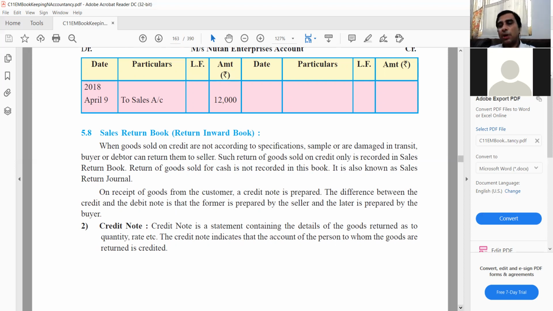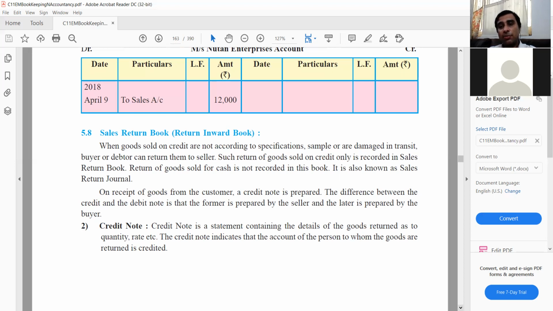Now you need to start getting used to some of these terms. When you sell some goods to somebody on credit, that person becomes your debtor. He is the debtor of the business. Sundry debtors is what we call them. And when you purchase goods from somebody, then that person is your creditor. You need to know these terms, creditor and debtor.